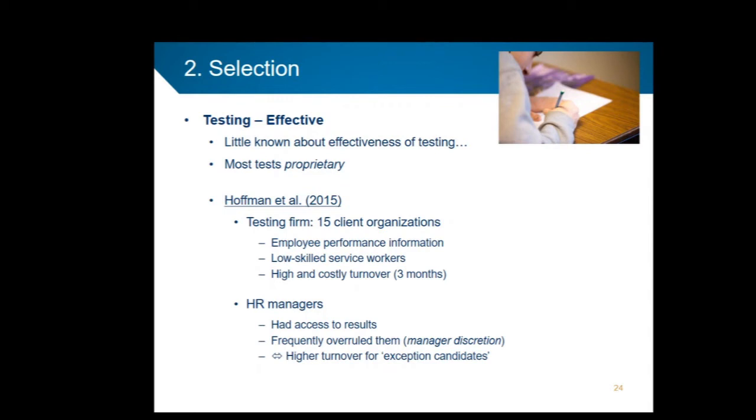Hoffman got access to the results from a testing company and its results from 15 client organizations. Now what you need to know about these client organizations is that all of them had low-skilled employees. They also had a very high turnover, so employees stayed on average 3 months on the job. So, HR hell. Another specific about these organizations was that selection was done by HR managers, and their only duty was to fill in the vacant slots, no matter what.